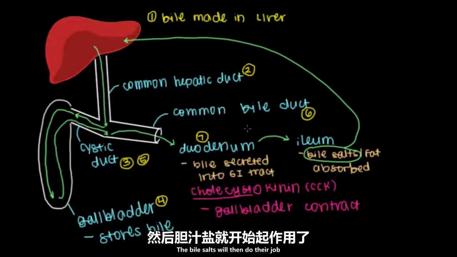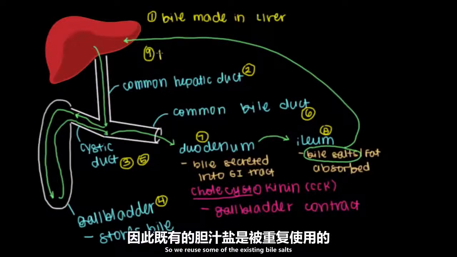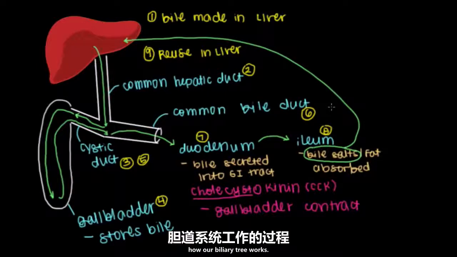The bile salts will then do their job to emulsify the fats that we've eaten, and then we'll have our bile salts get reabsorbed in the ileum before they head back to the liver, where they get reused. So we reuse some of the existing bile salts in the liver. And that's how our biliary tree works.